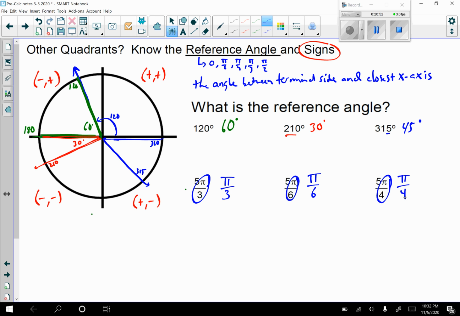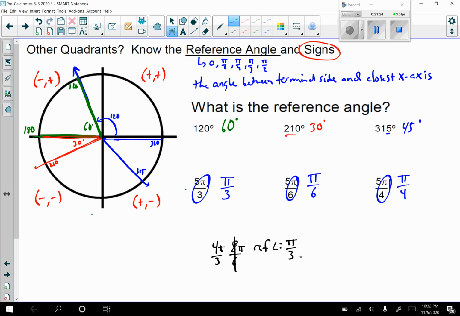All right, so that one hopefully was pretty easy. The only thing you have to look for is something like this. Let's say I gave you something like 8 pi over 6, just because I'm being mean. The reference angle on that one is not pi over 6. Reduce first. So before we get 8 pi over 6, reduce, and that's 4 pi over 3. So its reference angle is pi over 3. It always needs to be reduced first, so you can tell me the reference angle.